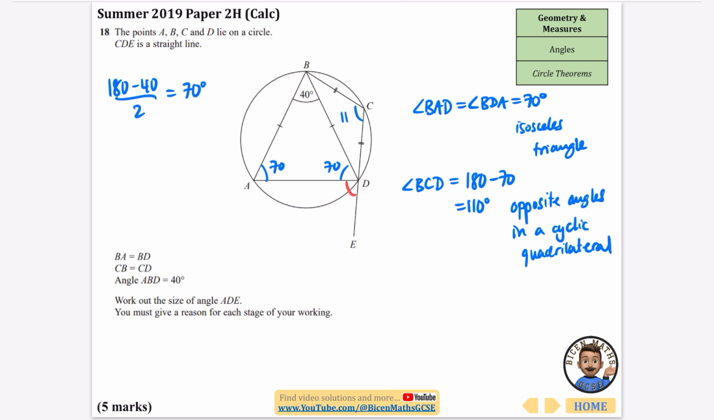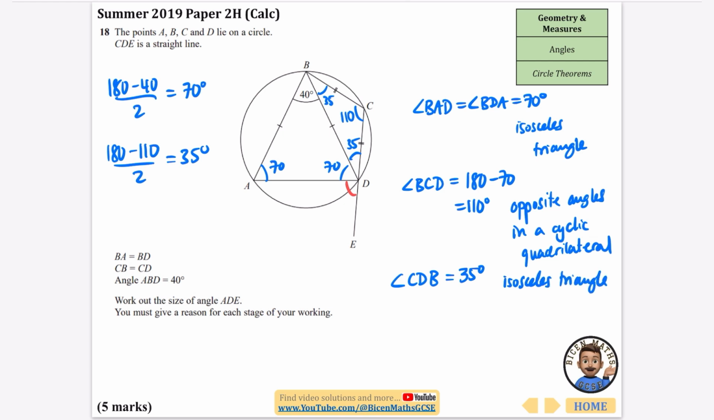Now I know that this is 110, I can find out what these angles are for the same reason. I can do 180, take away 110 and divide it by 2 because it's an isosceles triangle. That is 35 degrees. So there's a 35 there and a 35 there. So I'm going to say that angle CDB is equal to 35 degrees. I could also say that it's the same as angle CBD as well, but that's equal to 35 degrees because it is an isosceles triangle.